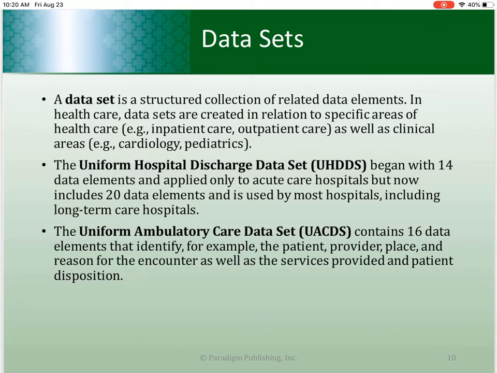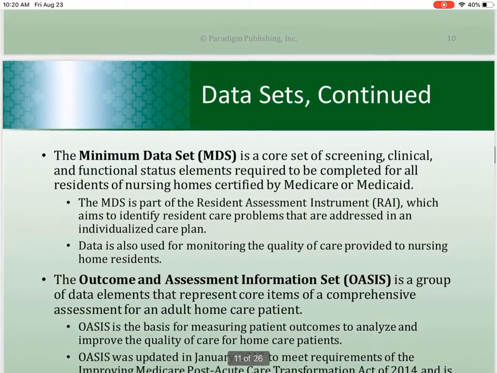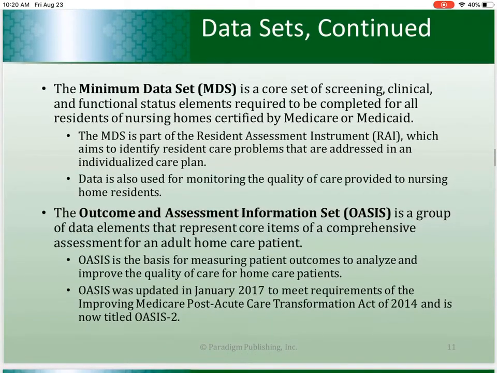So uniform hospital discharge data set, that's your inpatients. Uniform ambulatory care data set, of course, is your outpatients. Minimum data set is going to be our long-term care. And then our outcomes and assessment information set is for home health patients. So again, just brief yourself on those, make sure you know which is which, and then over on the OASIS piece, it actually shows some of the information that is collected.